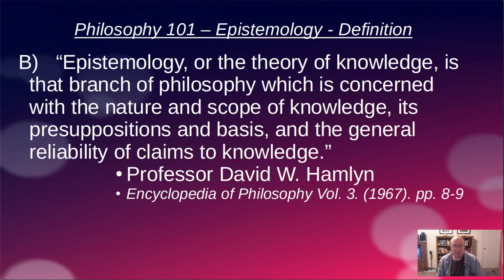Hamlin, in his article in the Encyclopedia of Philosophy, says that epistemology, or the theory of knowledge, is that branch of philosophy which is concerned with the nature and scope of knowledge, its presuppositions and basis, and the general reliability of claims to knowledge.